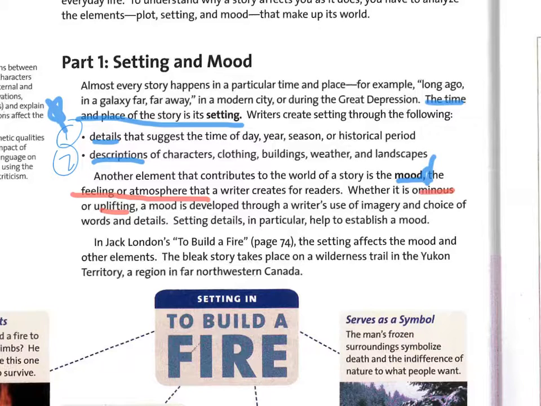A mood is developed through a writer's use of imagery and choice of words and details. So, imagery, words, and details. What does imagery mean? You know the word image. I'm going to attach an image to my file, to my assignment, to my PowerPoint. So it's a picture. So writers use word pictures through the details that they give us.